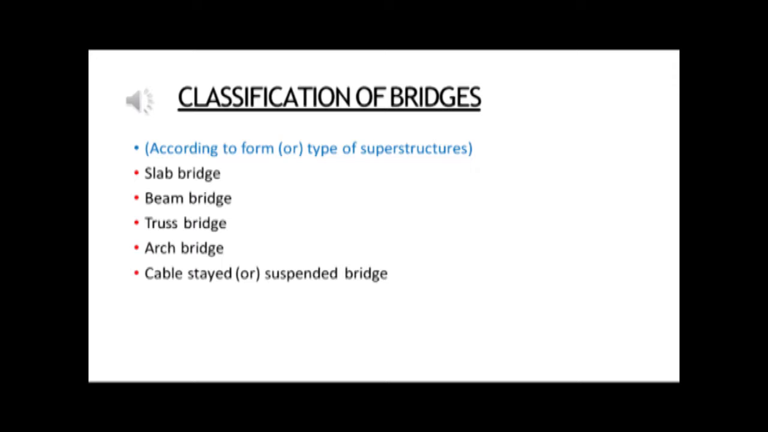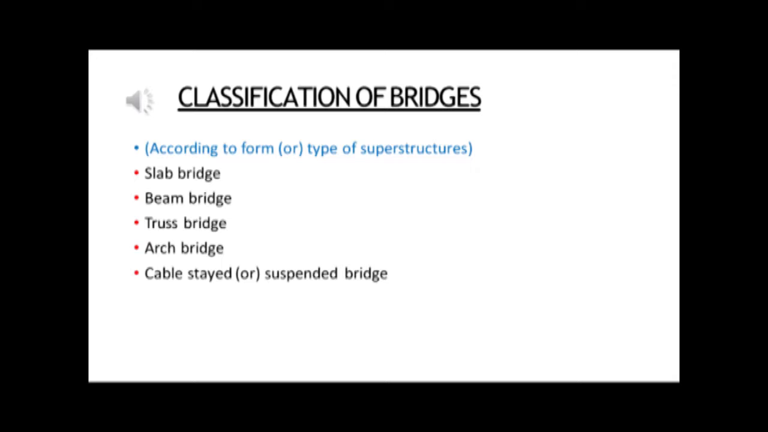Now, classification of bridges. Bridges can be easily classified into three simplest categories: bending, compression, and tension. When we talk of bending, we provide beams in the superstructure because that's what they are best suited to support. For compression, we go for arches, and for tension, we go for cable bridges. So the first type of classification is according to form or type of superstructure.